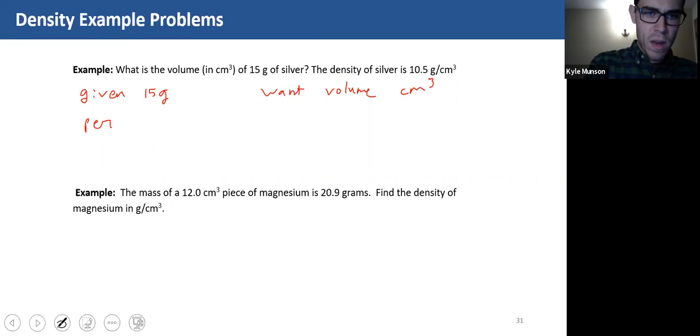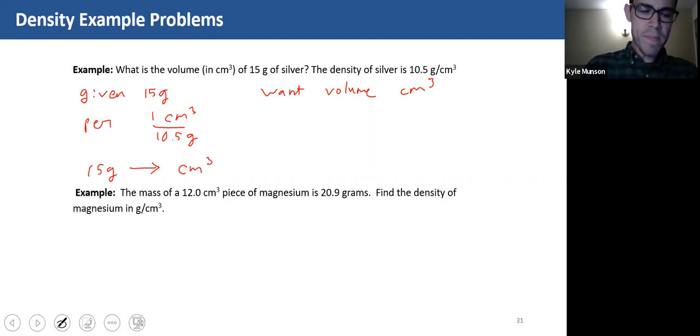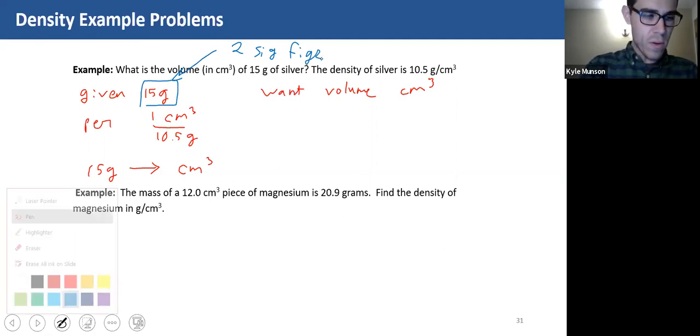So I'm actually going to express it this way. There's 1 centimeter cubed for 10.5 grams. And you'll see why I'm doing that in a second. And the path, we're going to go 15 grams to centimeters cubed. All right, so let's write that out as an equation using dimensional analysis. And this has two sig figs. So our answer can only have two significant figures, okay?